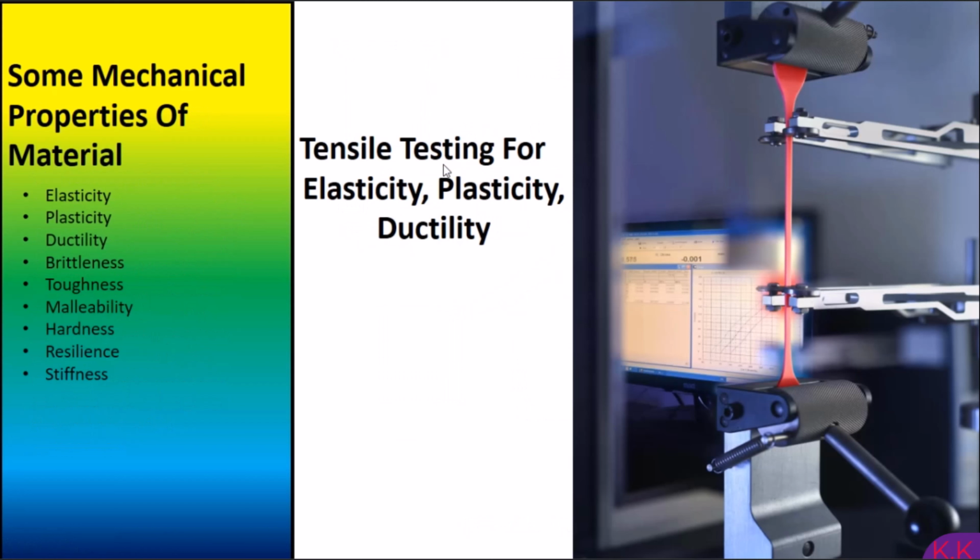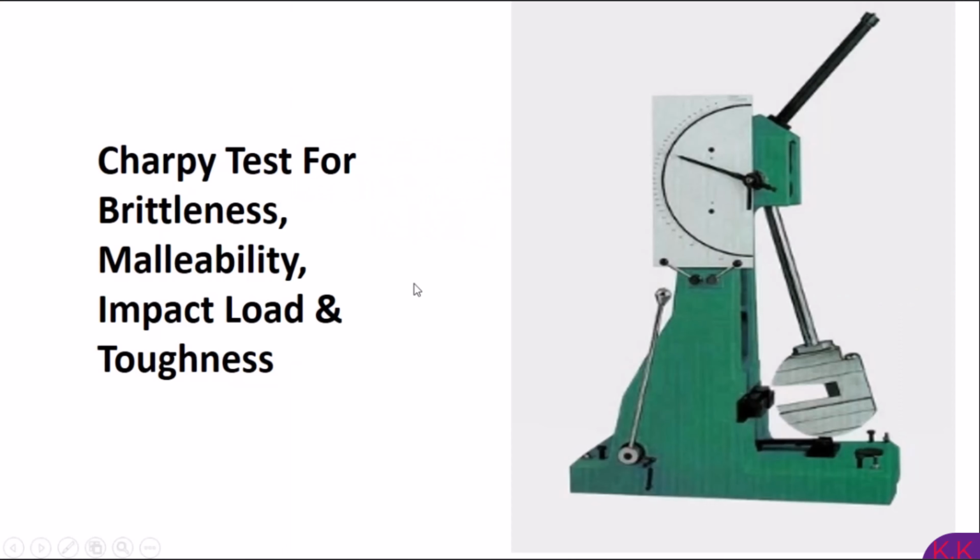These are other tests used for measuring the properties of an object, like elasticity, plasticity, a little bit less toughness, malleability, etc. Scientists perform tests for elasticity, plasticity and ductility of an object. Then we have the Charpy test, which is used to detect brittleness, malleability, impact load and toughness of a specimen.